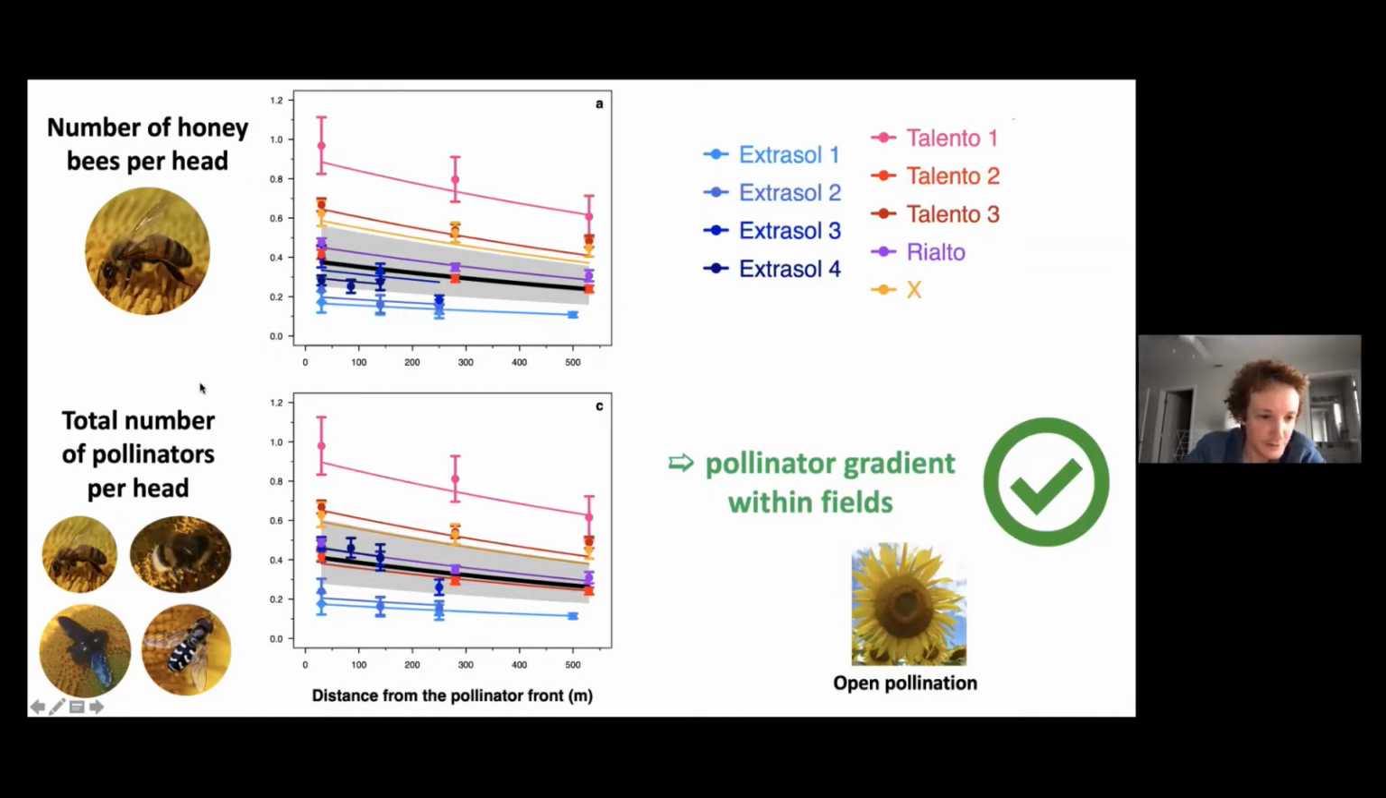The total number of pollinators per head had followed the same pattern. It decreased with the distance from the pollinator front because it was the honeybees which composed the majority of the pollinator community. So we reached what we wanted to have, a pollinator gradient within fields, and we wanted to make the relation between these densities and the yields got with the heads which were left in open pollination.